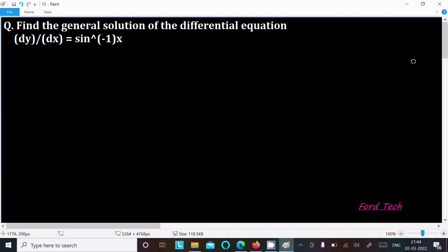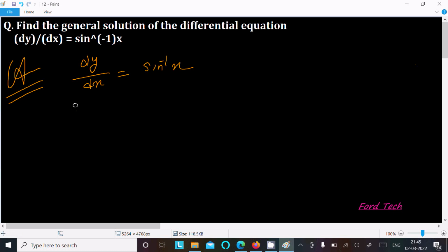To find the general solution of this differential equation, let's see the answer. First, writing the given dy by dx equal to sine inverse x. Now after that we can write dy equal to sine inverse x dx. After that, let's include the integration on both sides.